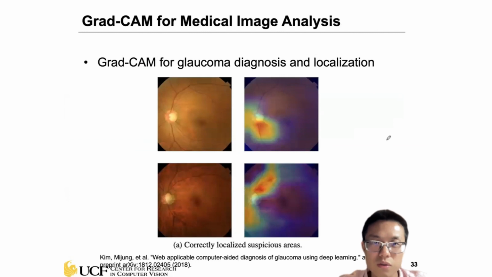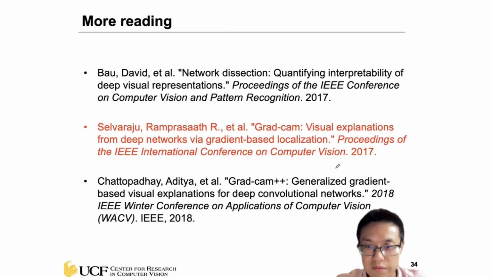And Grad-CAM was also used a lot for medical image analysis, right? So for this example, they're using Grad-CAM for glaucoma diagnosis and localization. This can be simply a classification task, to classify whether the image is normal or a glaucoma case. Then we can use the Grad-CAM activation map to highlight the region used to make a prediction and try to localize. Okay. So here are some of the references.